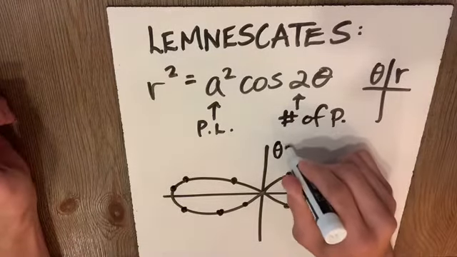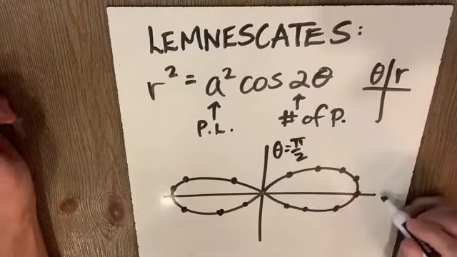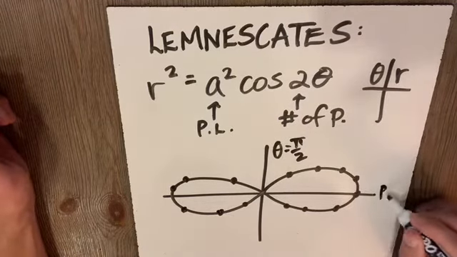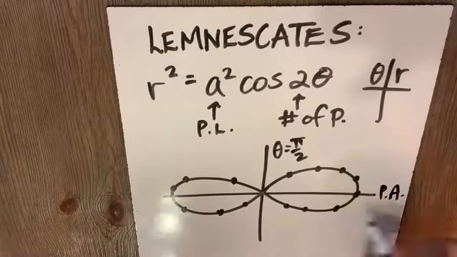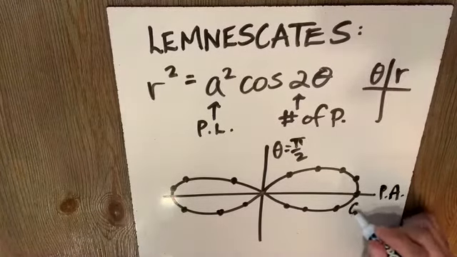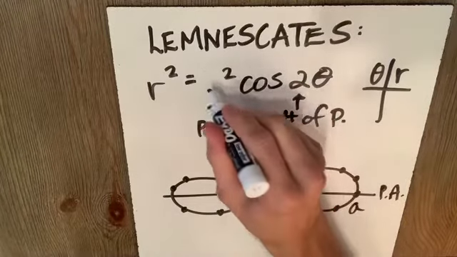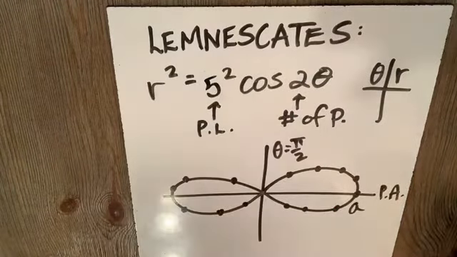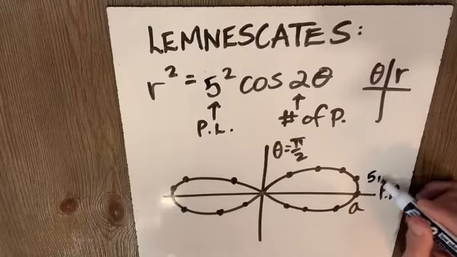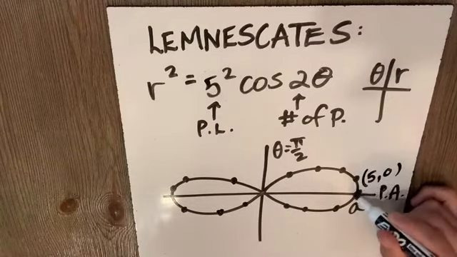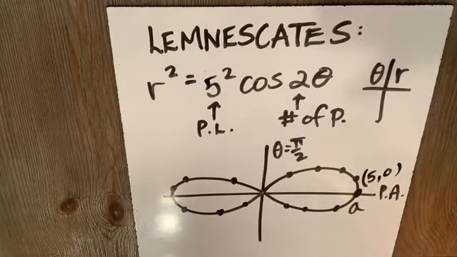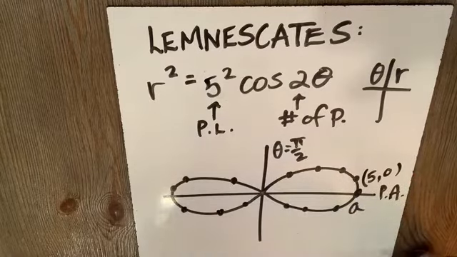Well, here is our theta equals pi over 2 axis, and here is our polar axis, and this is a distance of a away. So if I said r squared is equal to, we've been calling this 5, right? So 25, well then this would be our point (5, 0) for (r, theta). And it's going to look like this. It looks like a figure 8.